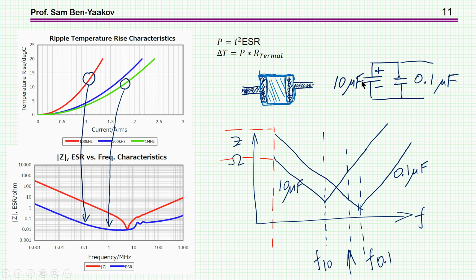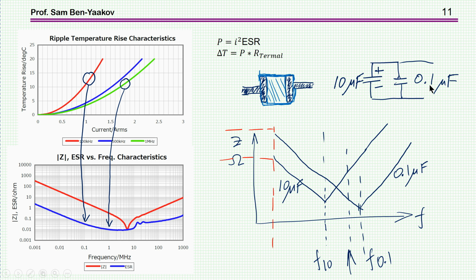Now, an electrolytic capacitor will have a larger ESL, an inductance, and therefore the resonant point will be lower. So here it is. This is the impedance of the 10 microfarad capacitor, and this is its resonant point. And beyond this point, it's becoming inductive, okay, going up.